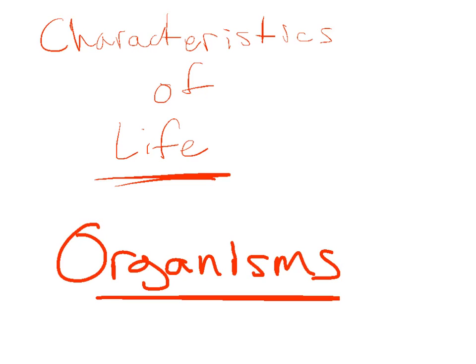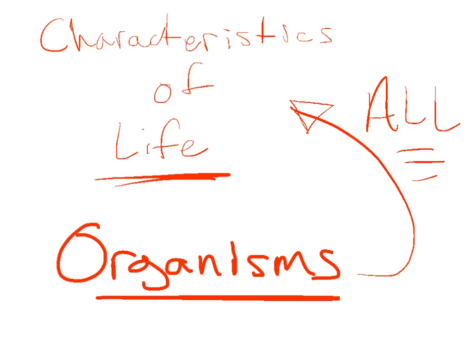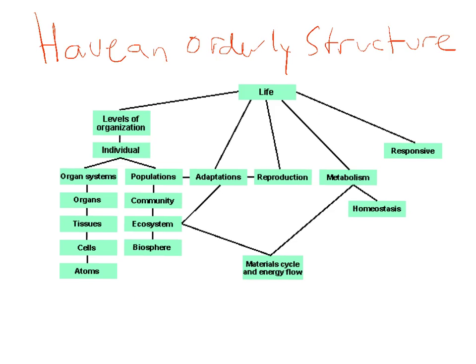Now, if I say an organism, I think you probably have a pretty good picture of what an organism is in your head. But the big thing I want you to realize right away is that an organism is anything that has all of the characteristics of life. And I'm going to put that here in capital letters, all of the characteristics of life. So anything with all of the characteristics of life, that's an organism. So the first characteristic we're going to talk about is that all organisms have an orderly structure.